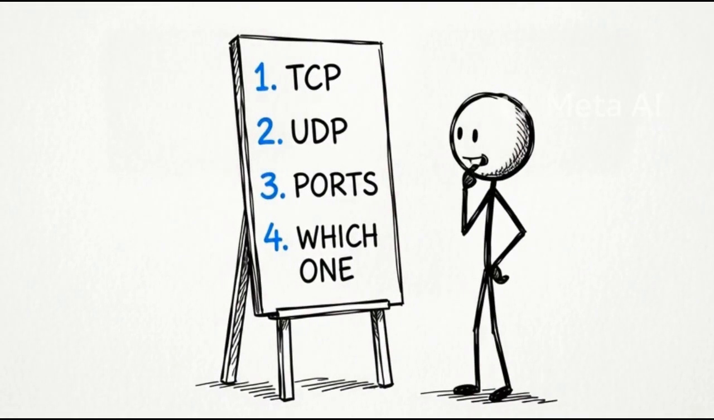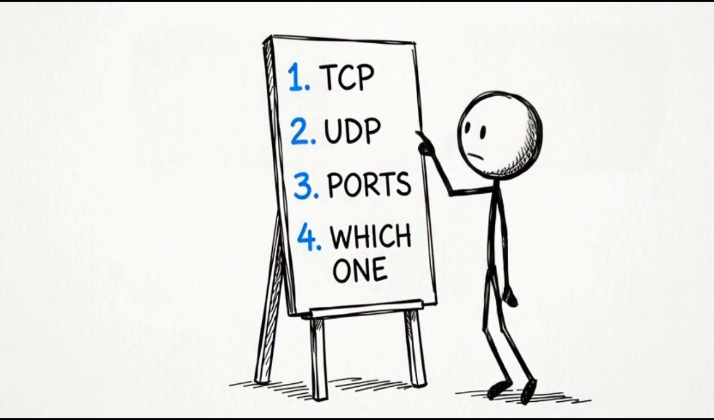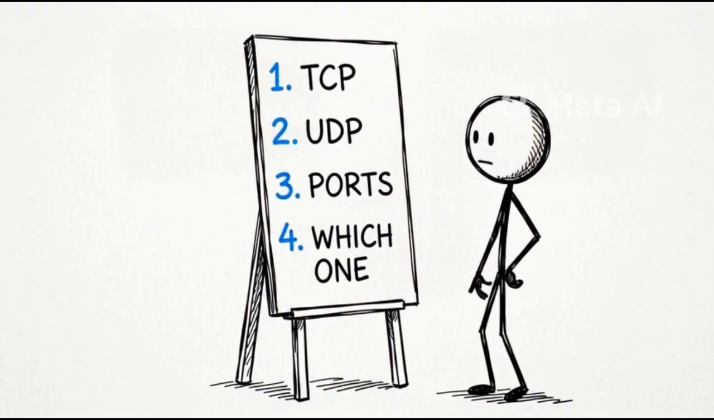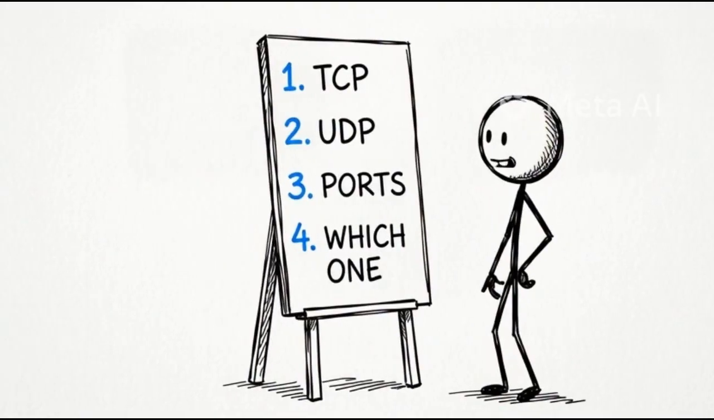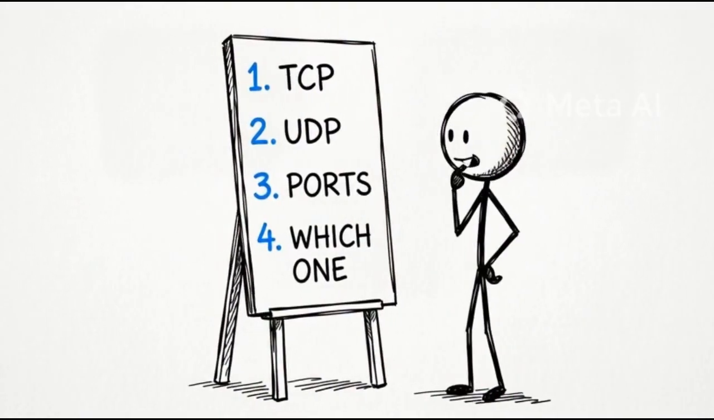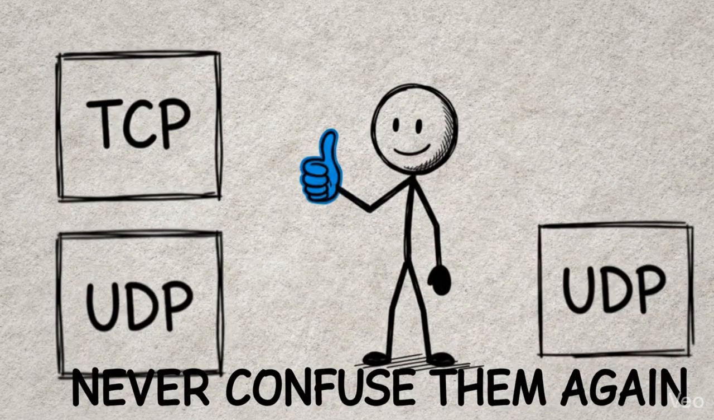We'll cover 4 things: how TCP works, how UDP works, the exact port numbers Cisco wants you to memorize, and how to instantly pick which protocol any app is using. Stick to the end and you'll never confuse them again.